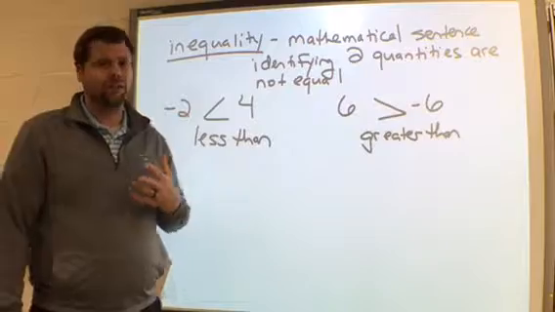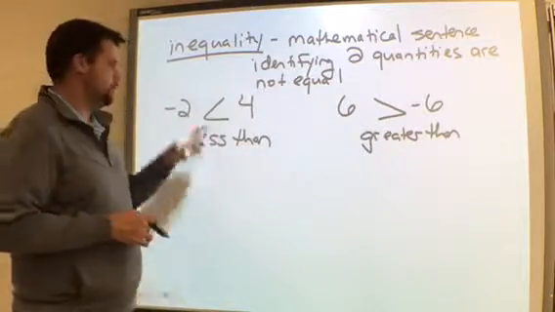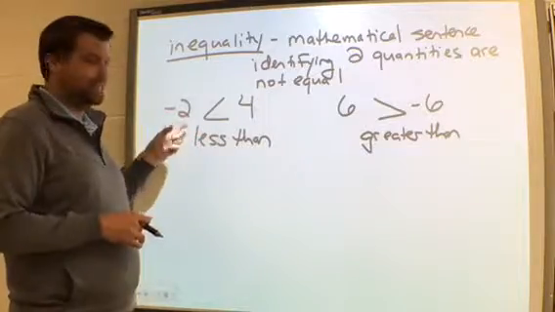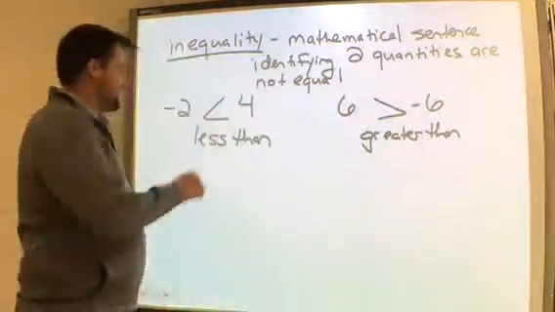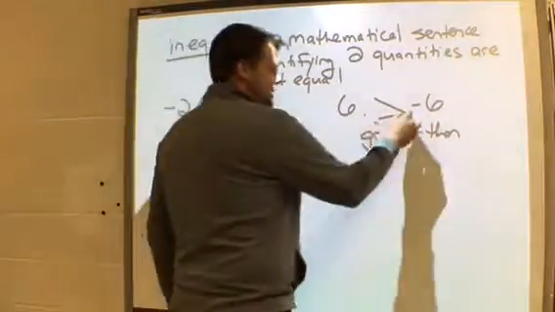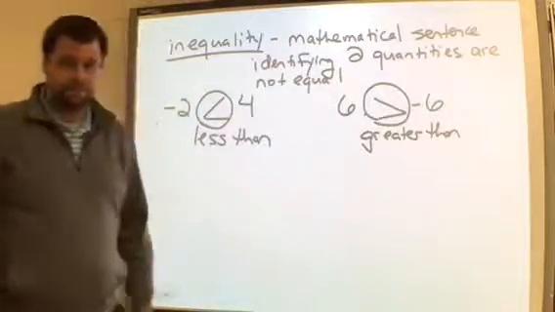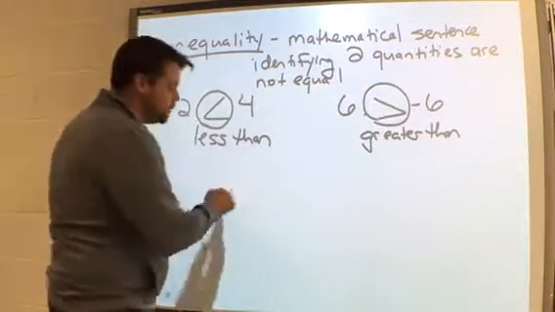Oftentimes we remind ourselves because it's like an alligator mouth opened up towards the bigger value. So the 4 has to be bigger than this -2, and the 6 has to be bigger than this -6. But as I read this, I read it as less than, and as I read this, I read it as greater than. And the best way to be able to relate two numbers using inequality is to be able to understand the number line.